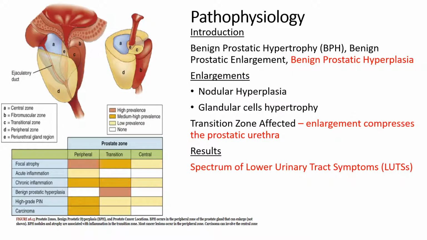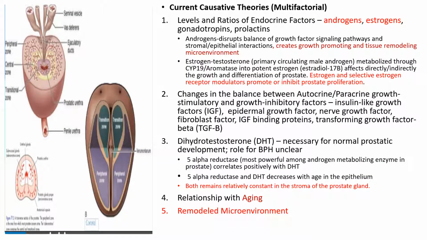Pathophysiology. Benign prostatic hypertrophy, or BPH, is also called benign prostatic enlargement, or the most common name, benign prostatic hyperplasia. The enlargements are due to nodular hyperplasia and glandular cell hypertrophy. The transition zone is the one affected, which is the periurethral glands, or the inner glands or layers of the prostate. Due to the enlargement, it compresses the prostatic urethra, the result of which is a spectrum of lower urinary tract symptoms. There are several causation factors implicated in the development of BPH.